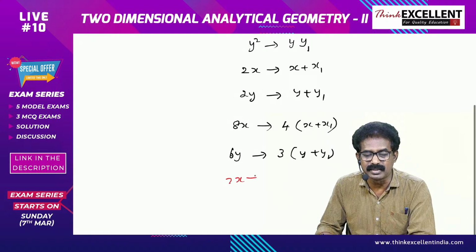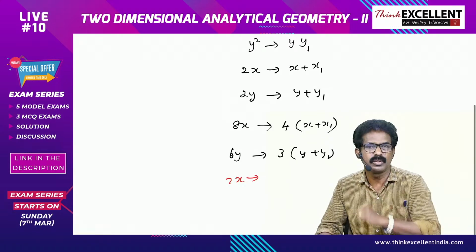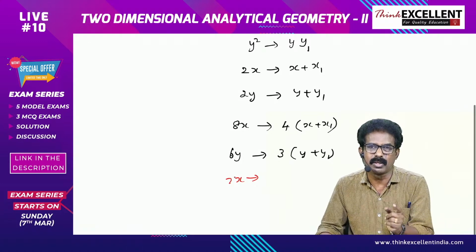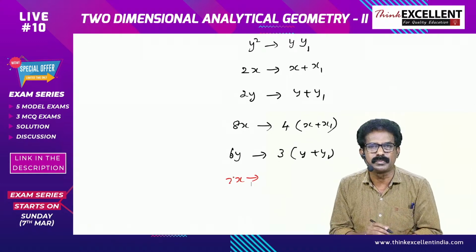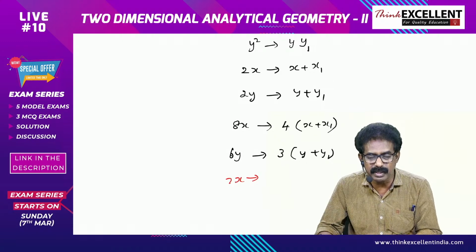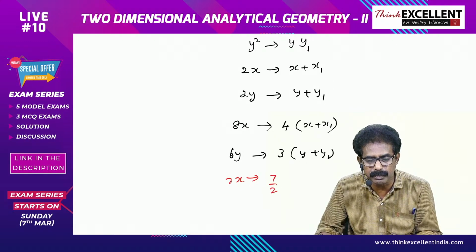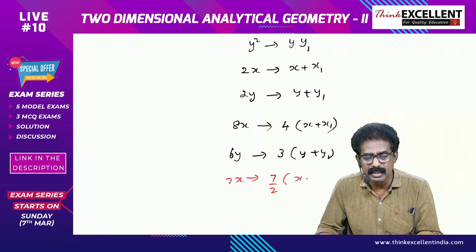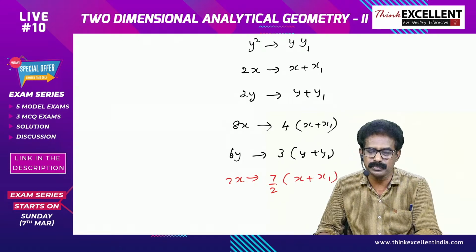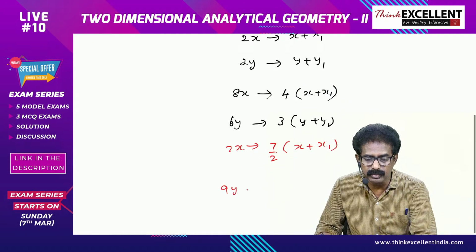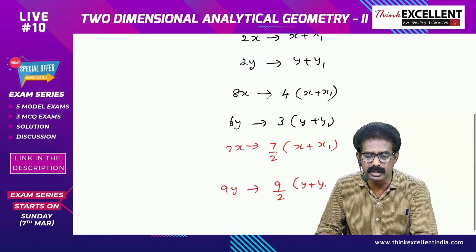If 7x comes, what to do? I wanted 2, and I got 3.5, don't write that. Multiply by 2 and divide by 2. Write the dividing part as 7 by 2, and the multiplying gives 2x, and that 2x becomes x plus x1. If 9y comes, what will you write? 9 by 2 into y plus y1. Okay, hope you understood this.